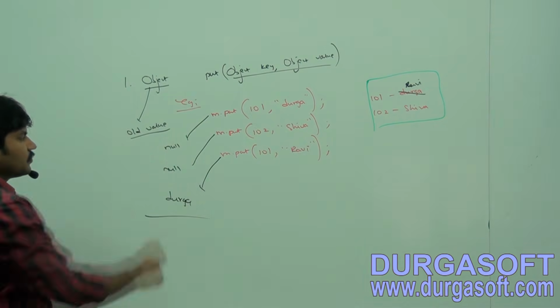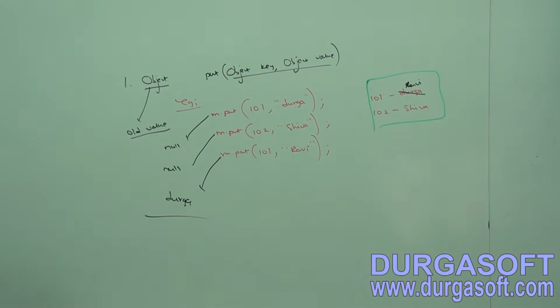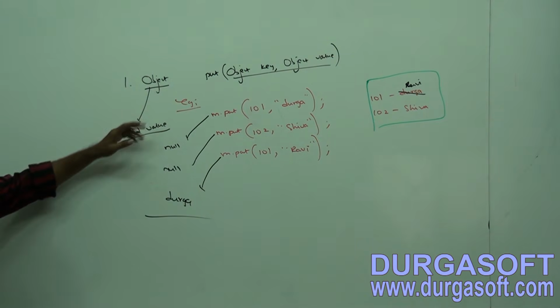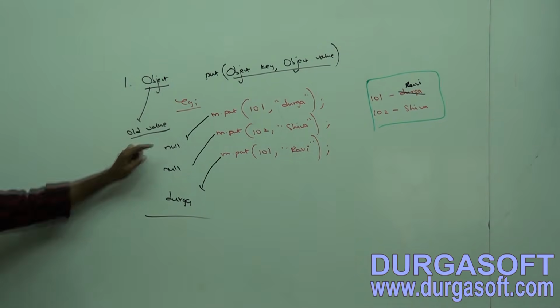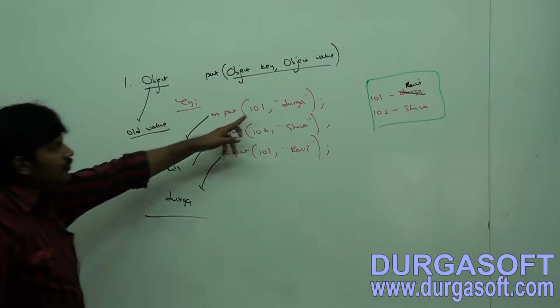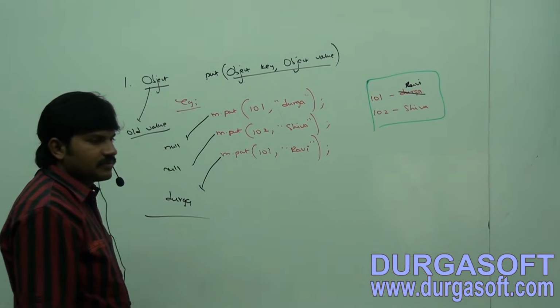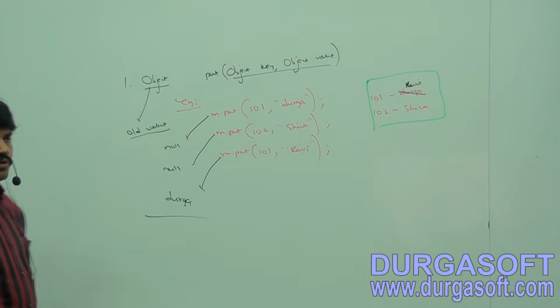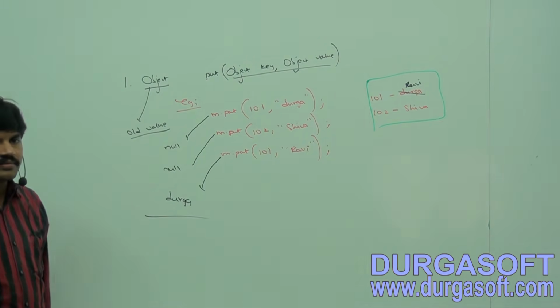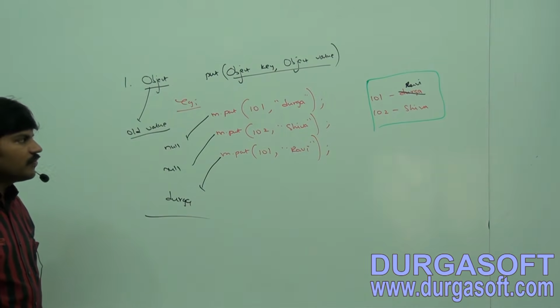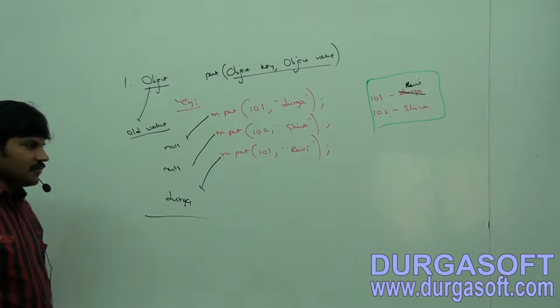Okay, example. Take this example. m dot put of 101 comma Durga. So in that case, replacement is not there. Null is returned, because if it replaced something, then that value I will get. But in the case of the first one, no replacement. That's why null. That's all. Next, m dot put of 102 comma Shiva.